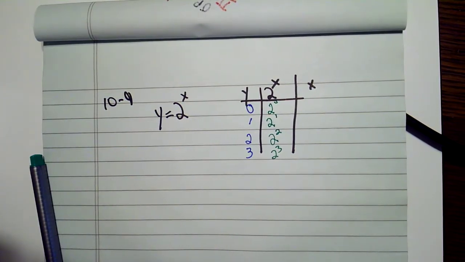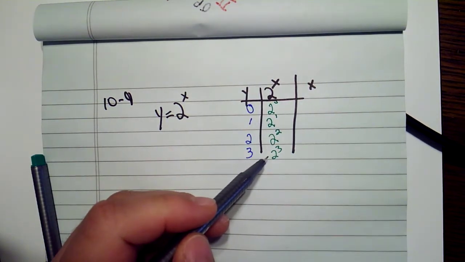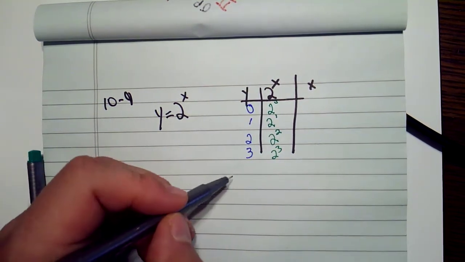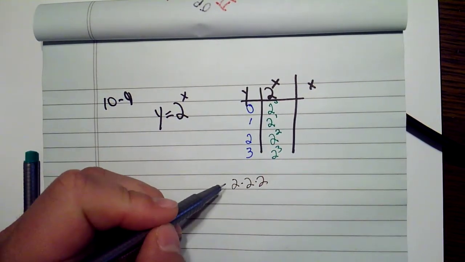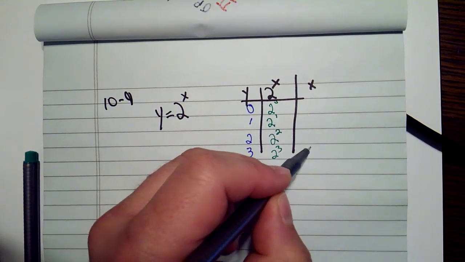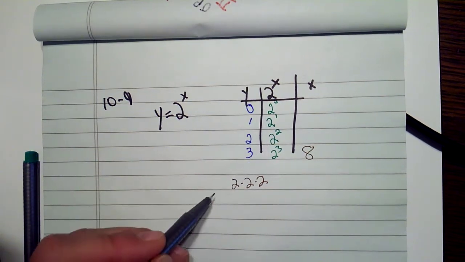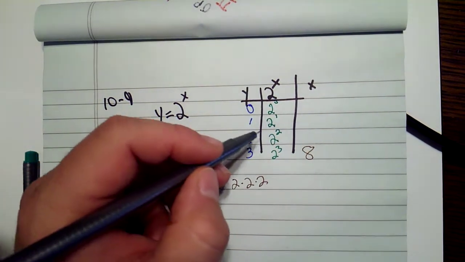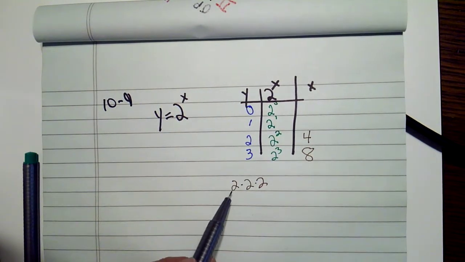All right, so I'm going to start at the bottom and work my way up. If you remember 2 to the third power, what that means is 2 times 2 times 2. Okay, 2 times 2 is 4, times 2 is 8. So 2 to the third is 8. 2 squared would just be 2 times 2, so that would be 4. 2 to the first is just 2.